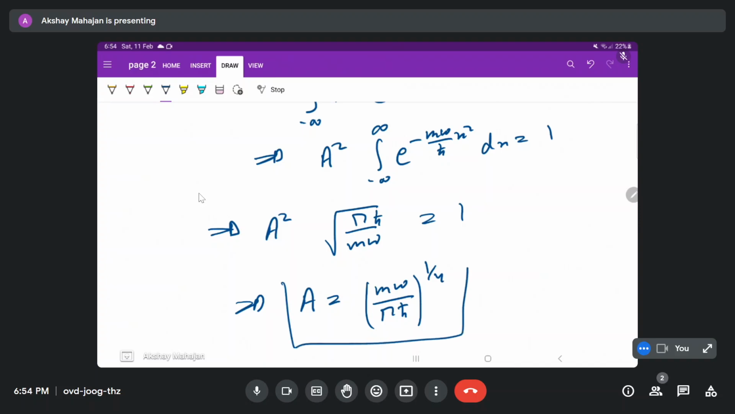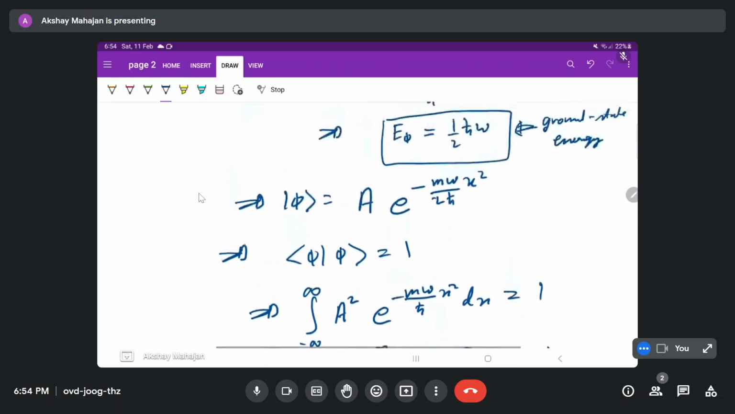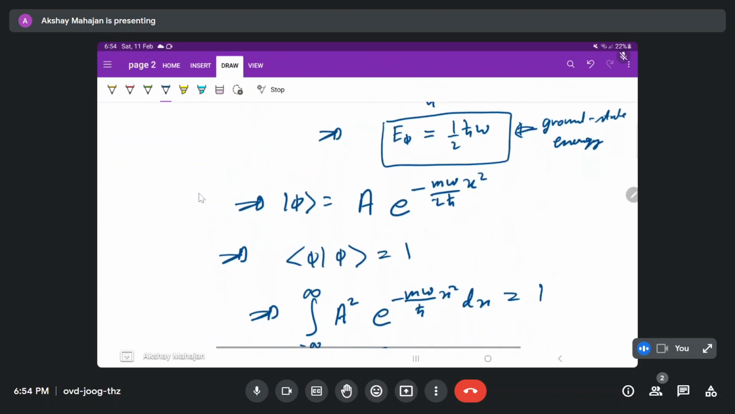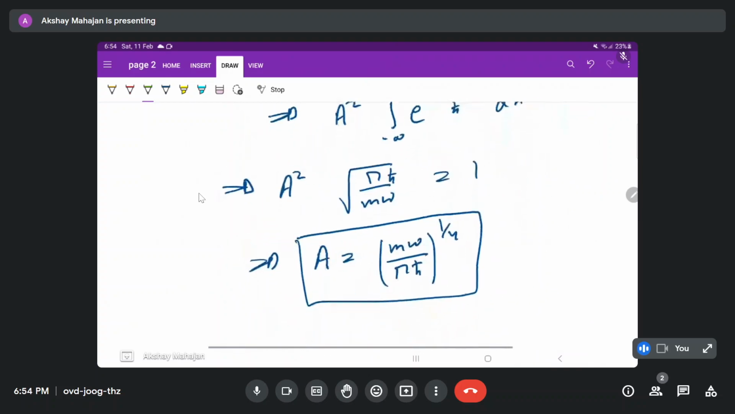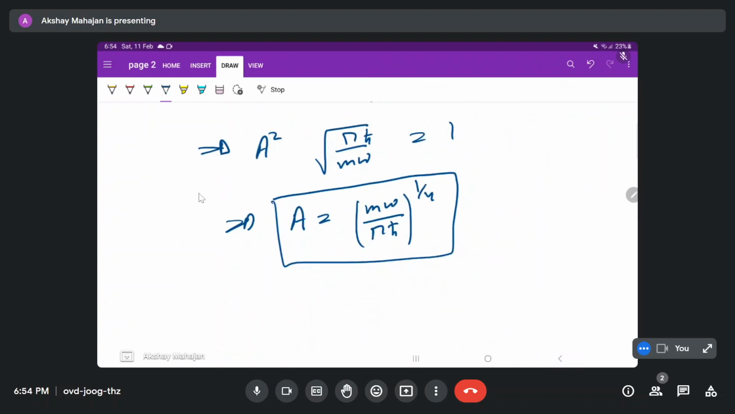Because we have to normalize our trial wave function as well, that's why we have done this. This is the normalization constant. So that's why we did it, and finally we have our wave function also.